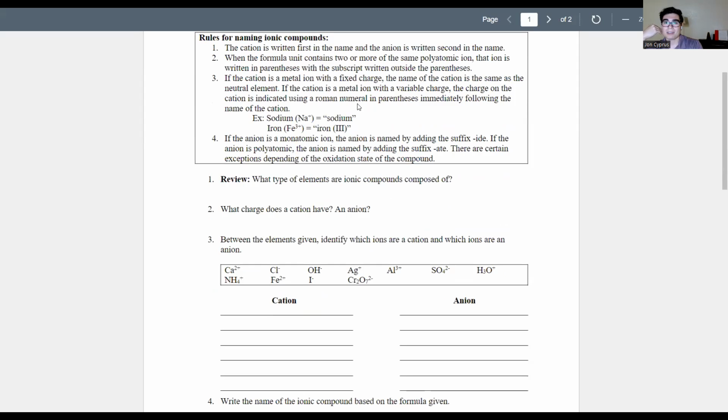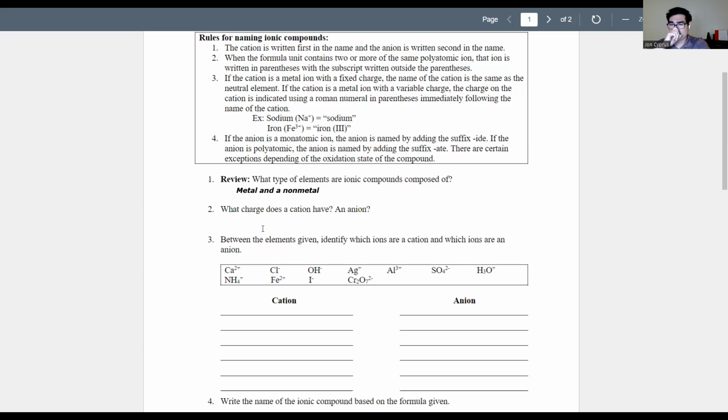What types of elements are ionic compounds composed of? So ionic compounds are composed of a metal and a non-metal, right? And we saw this in the first worksheet when we were defining things.